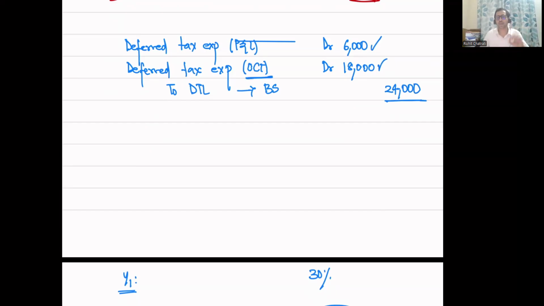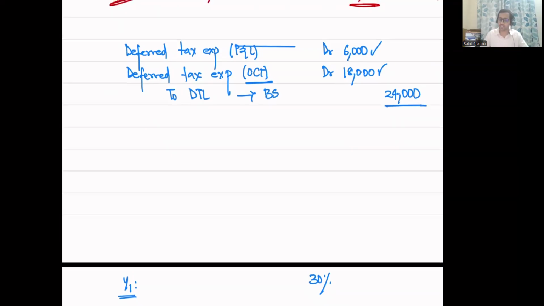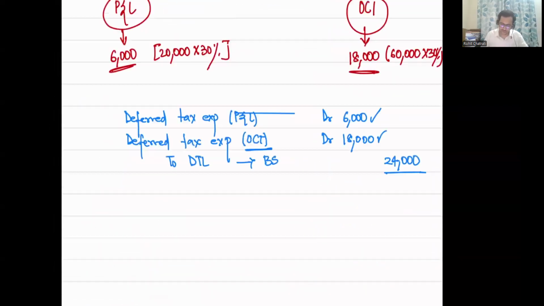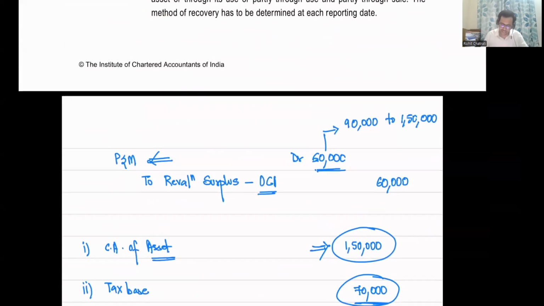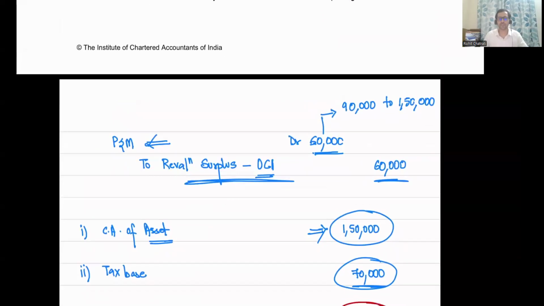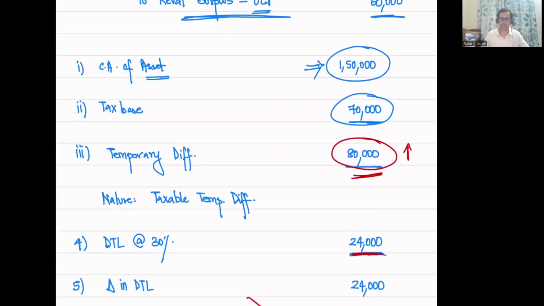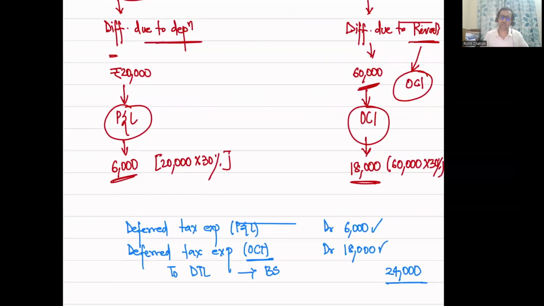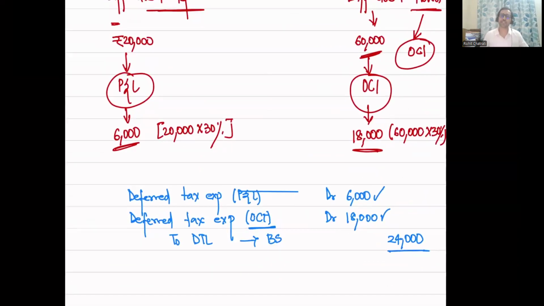In other comprehensive income, I will have a revaluation surplus of 60,000. Remember, I showed you the journal entry for the revaluation surplus. I'm basically going to have an income of 60,000 in other comprehensive income, which represents a revaluation surplus, and I will also have a deferred tax expense of 18,000. On that 60,000, I have 30% as deferred tax expense, which is 18,000.